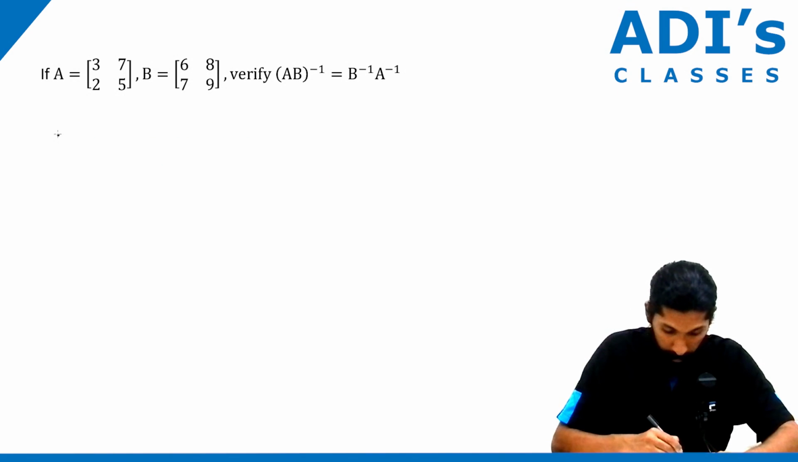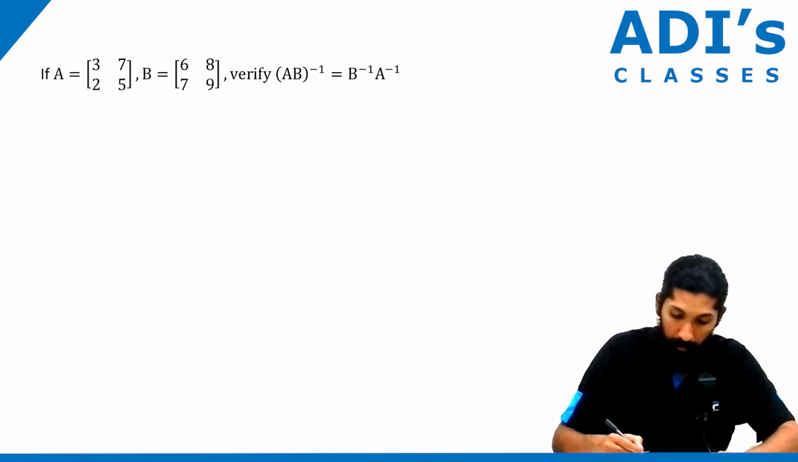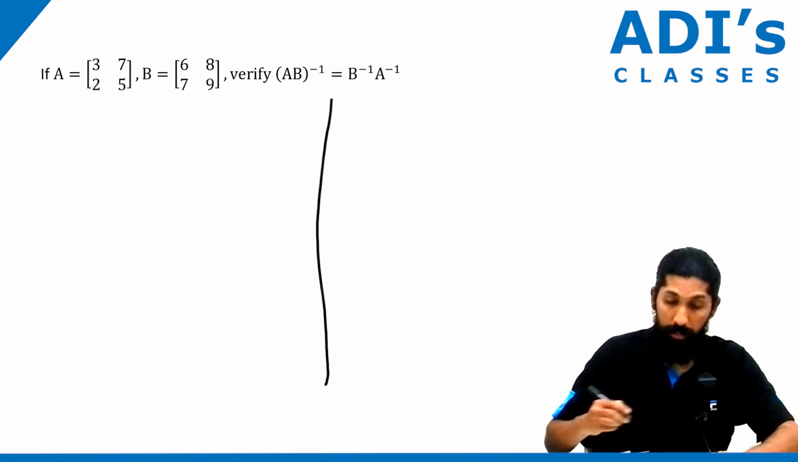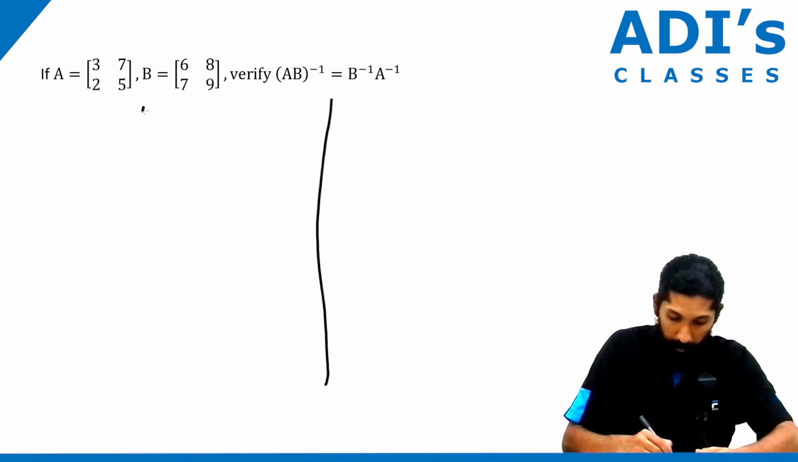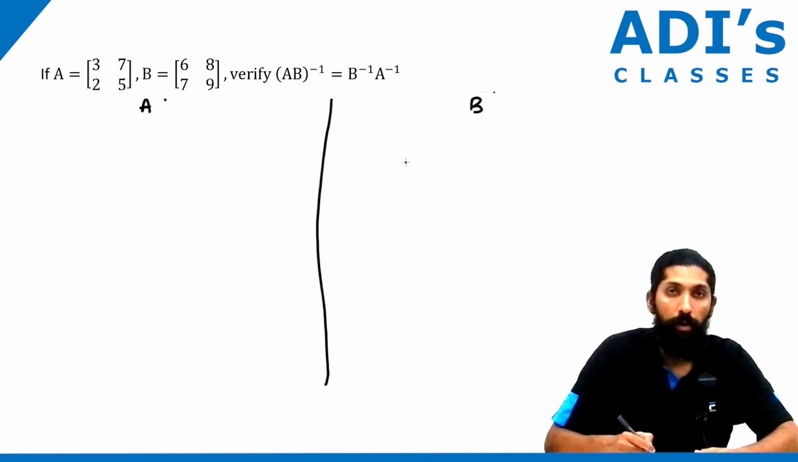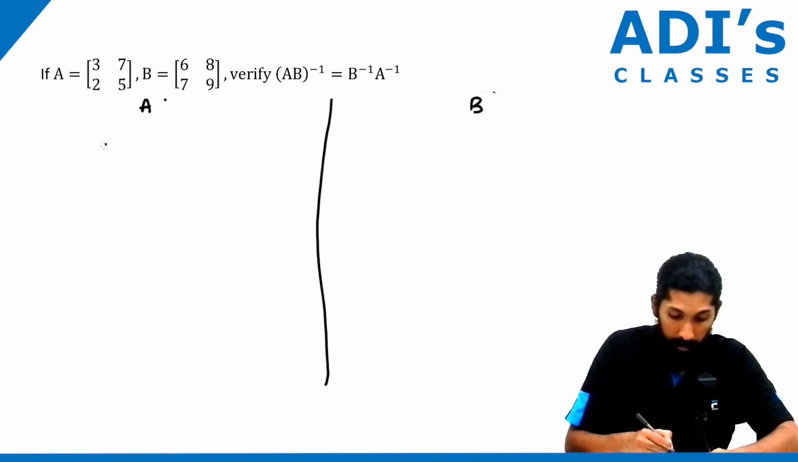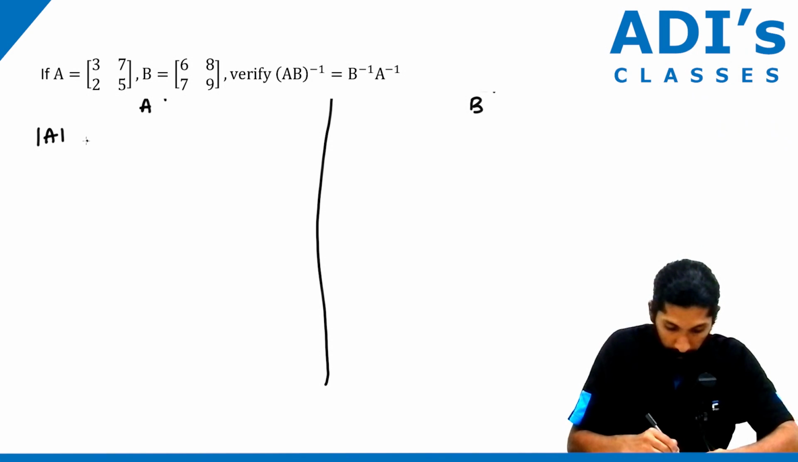So for A inverse, I'll do one thing. I'll make one column here which separates A inverse and B inverse, and we'll do it together. So here we are doing A inverse and here we are doing B inverse. Now for A inverse, first I'll calculate determinant of A. Determinant of A is equal to 15 minus 14, which is equal to 1.